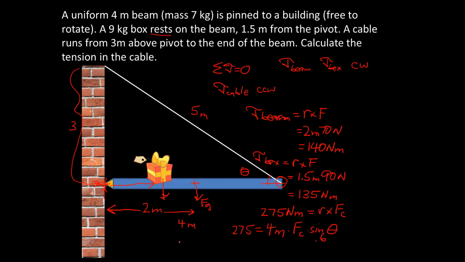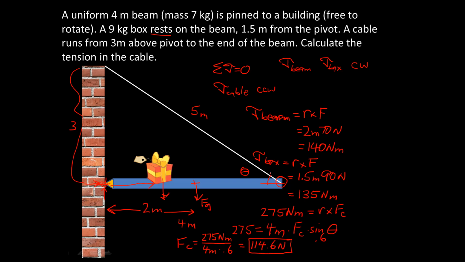Let's go into a little bit of math here. Our force in the cable is going to be equal to 275 Newton meters divided by 4 meters times 0.6. I put that in the calculator and I get 114.6 newtons, which is the tension in that cable.